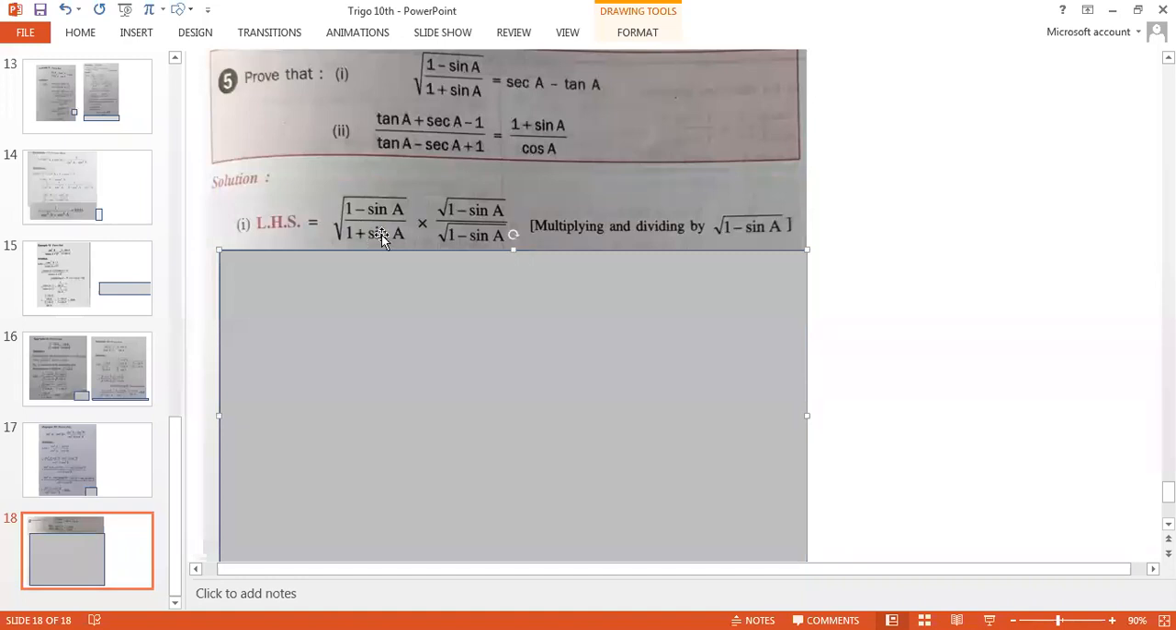So student, as I told you, whenever there are root signs, do not square on both sides. Rather, what we should be doing is either rationalizing the numerator or rationalizing the denominator. Now that's a call one should take. Now how to do that?